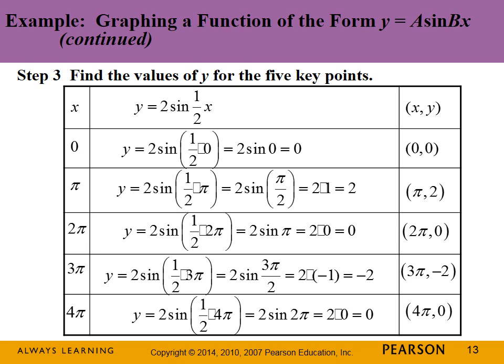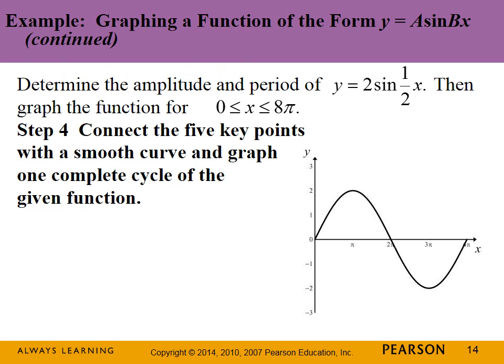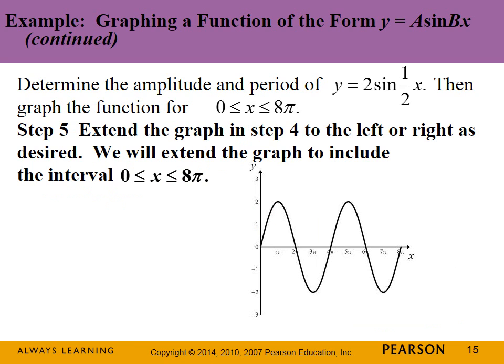So we're going to plot those 5 points. And when you do, and you connect them with a smooth curve, you get something that looks like this. Now remember, they asked us to graph the function over the interval from 0 to 8 pi. Right now we only have it from 0 to 4 pi. So all we're going to do is just draw that cycle one more time, going from 4 pi to 8 pi. And you see right here.